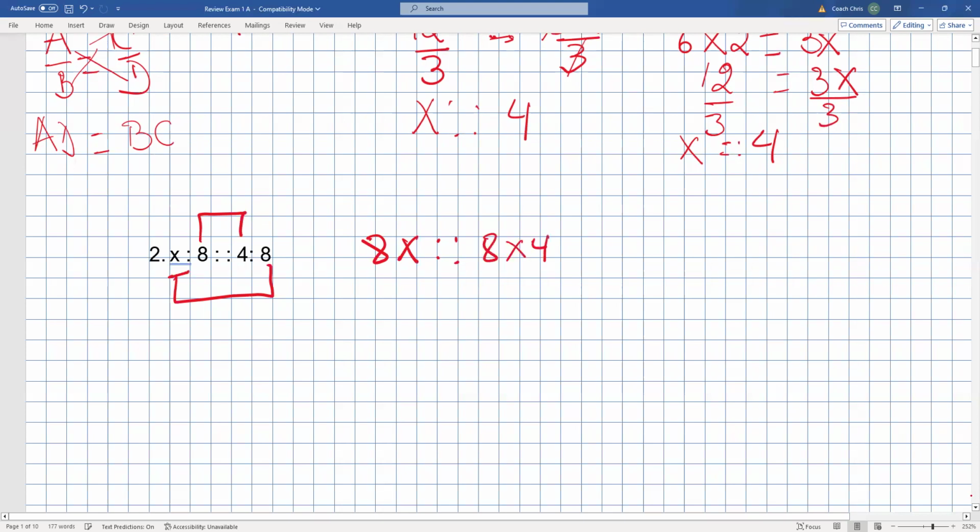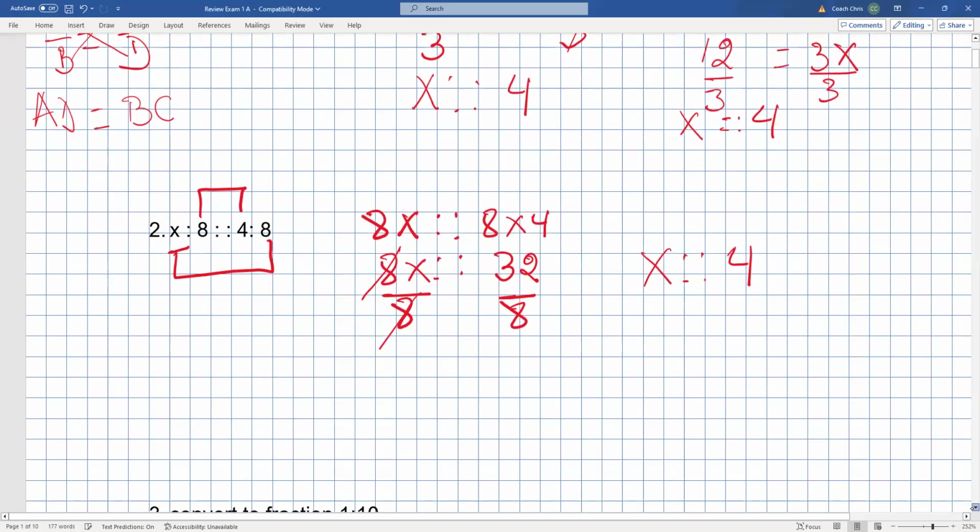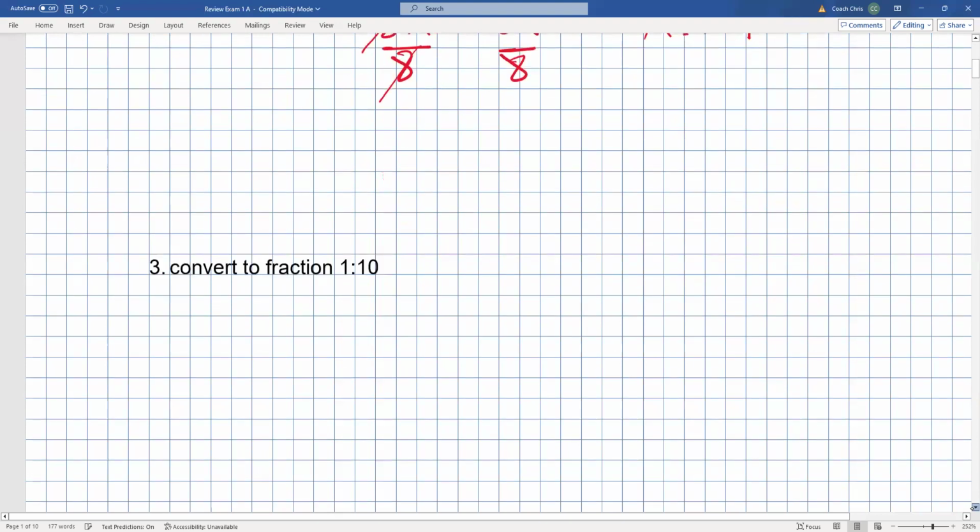All right, so now you will have 8x equals 32. You're gonna divide both sides by 8. The reason we divide both sides by 8 is because we are trying to isolate x alone. So once you do that, now your value of x is gonna be 4. All right, this is how you solve any proportion.